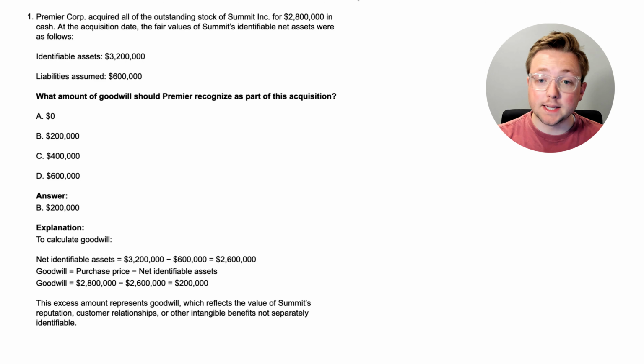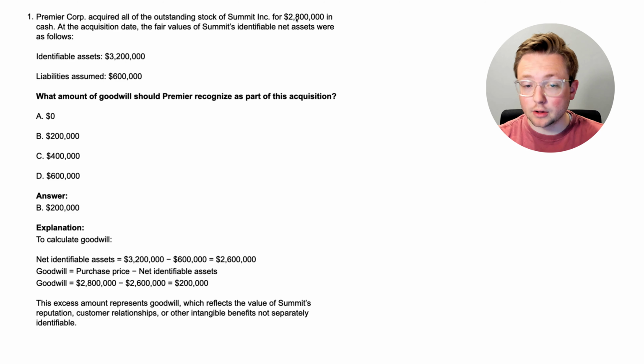and that gets us $200,000. And remember, if you don't know what goodwill is, we're going to explain it very simply right here. This excess amount represents goodwill, which reflects the value of Summit's reputation, customer relationships, or other intangible benefits not separately identifiable. So again, these are identifiable assets. These are identifiable liabilities. You can see them on the balance sheet before the acquisition, but they ended up paying $2,800,000 instead of $2,600,000. So there was an extra $200,000 that they were willing to pay for some reason, even though the net identifiable assets were only $2,600,000.